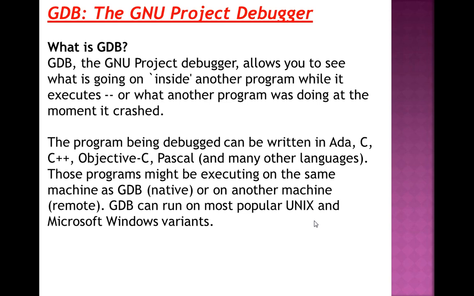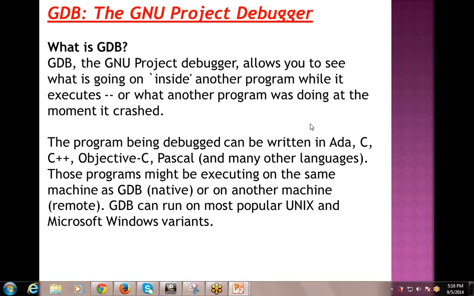What is GDB? It is a GNU Project Debugger that allows you to see what is going on inside another program while it executes, that is, to debug or to find the error inside the program. That is done by the GDB debugger. It is used for debugging the program, so that the program will execute with proper optimization and efficiency.